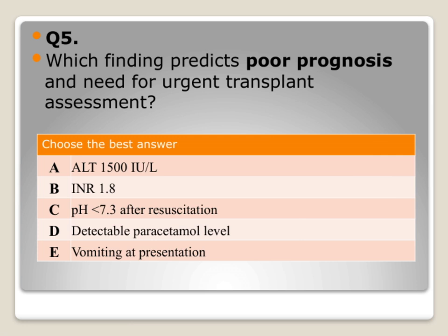So, connecting all these points, the most concerning indicators for a poor prognosis and the need for urgent transplant assessment are those that reflect the severity of liver failure and systemic impact. In this context, a pH less than 7.3 after resuscitation is especially significant because it shows ongoing metabolic derangement despite initial treatment.